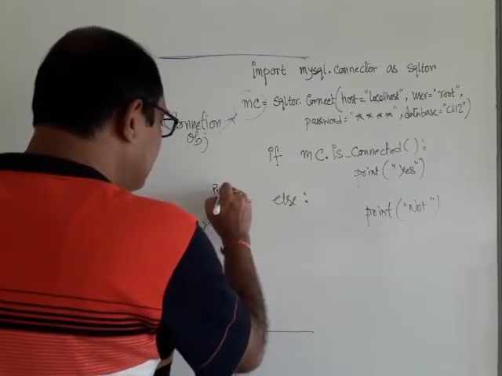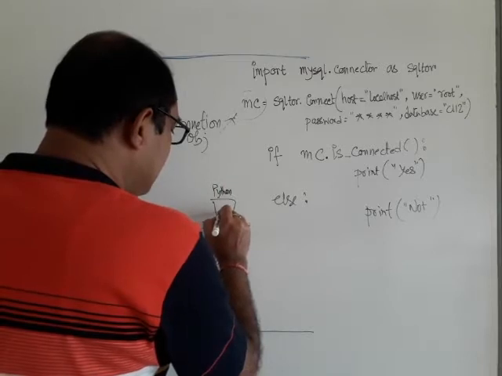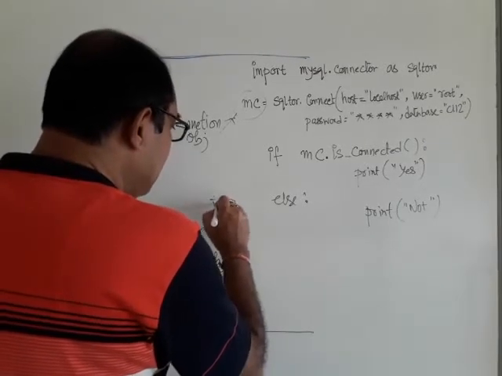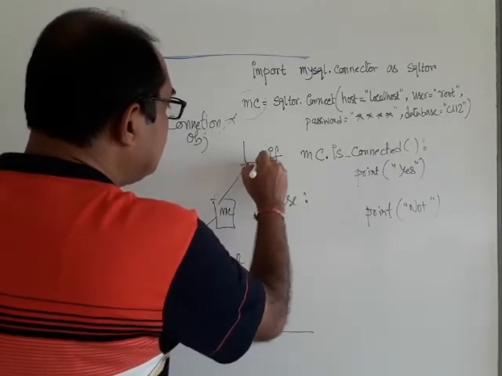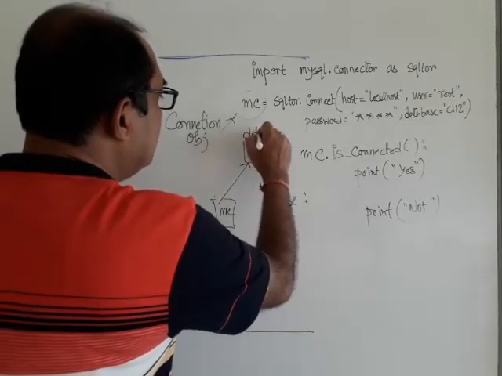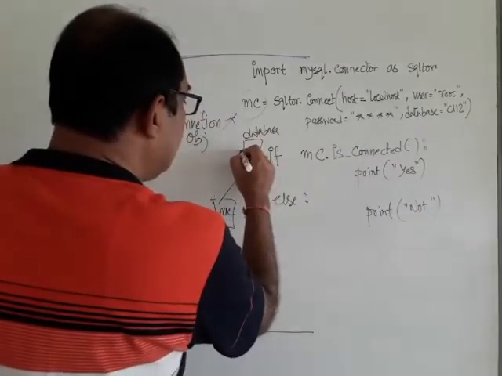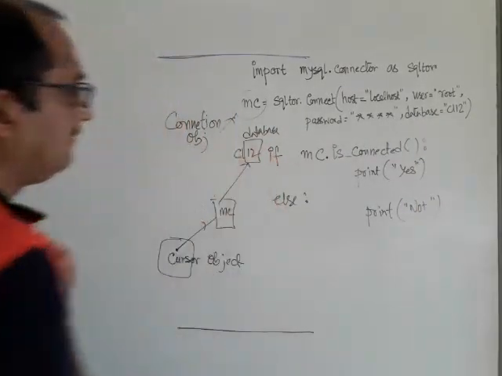This is my Python program, and the Python program's connection, or let me call it MC. This is my connection object. The connection object is further connecting us to the database. Our database was CL12, right? So here is our CL12.